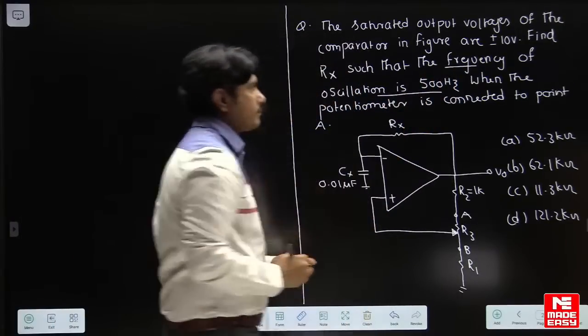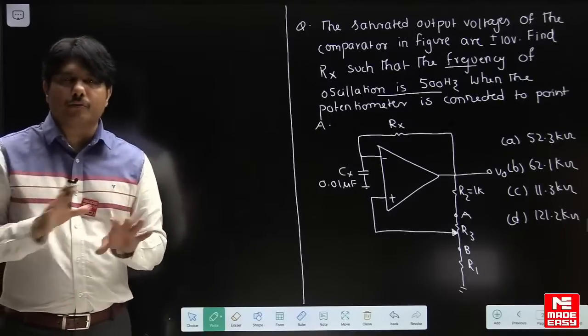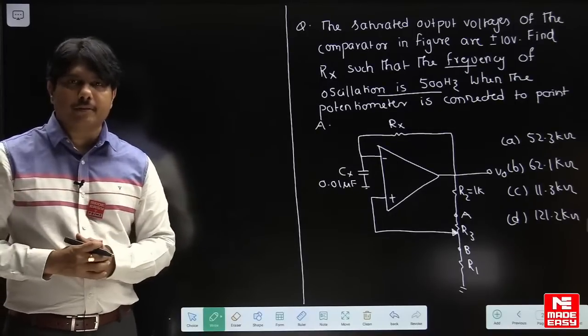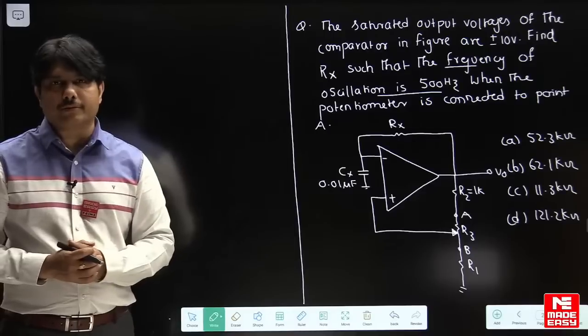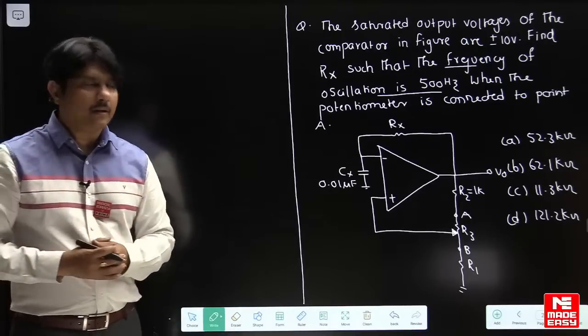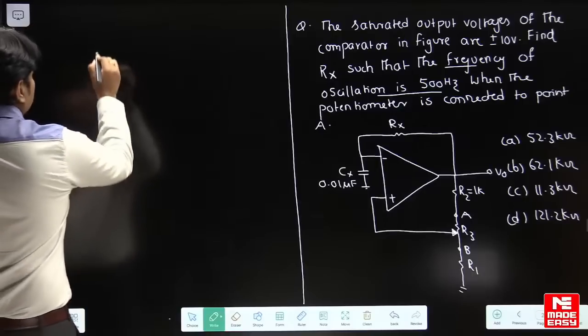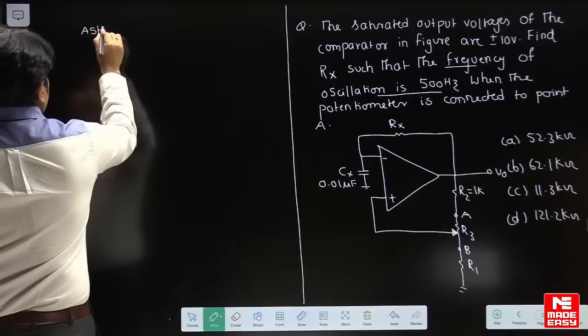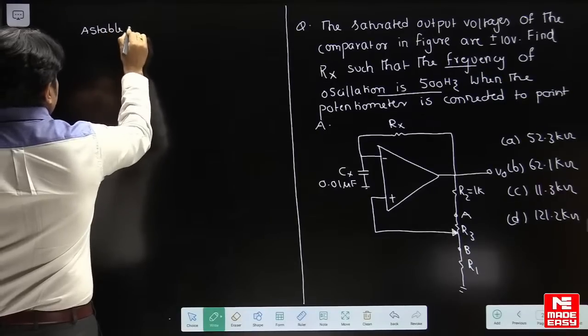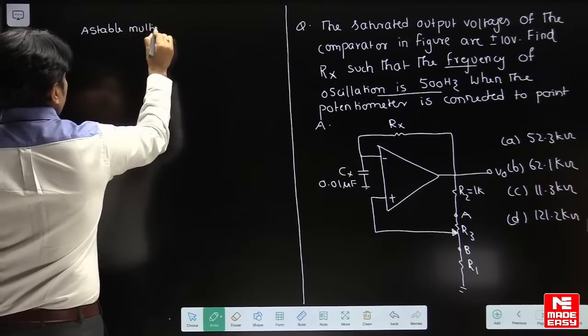That means a student should not do any derivations in the exams. He must know the formula directly, then only he is perfect to do this question, otherwise he is wasting his time. First of all, the standard knowledge. I will write the standard basics. Astable multivibrator, first you have to recollect this in the GATE exam.